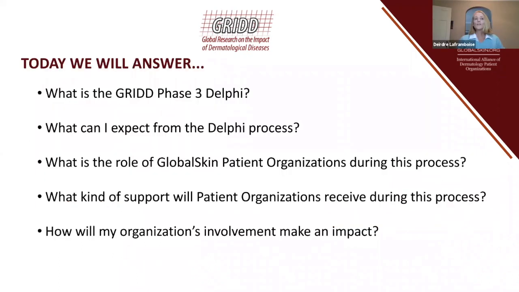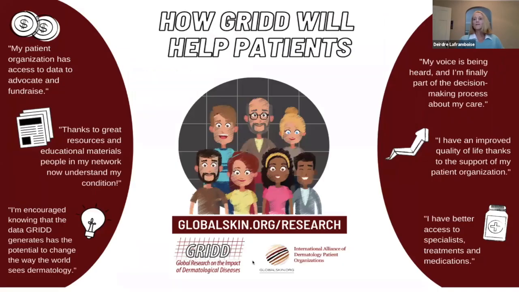Thanks very much, Nicole. Thank you, everybody, for joining us today to speak about GRIDD. We'll touch on the five phases of GRIDD, but today's focus is on phase three, the Delphi. By the end, we will have covered what the Delphi process is about, your role as GlobalSkin Patient Organization members, and the support and resources that we will be providing you to help us with the Delphi. And of course, why your role is so important in this research and project, and why we definitely need your assistance. This is really at the core of what we do at GlobalSkin, and of course what you do, and that is serve the patients and your members.